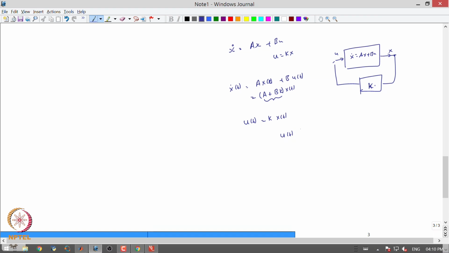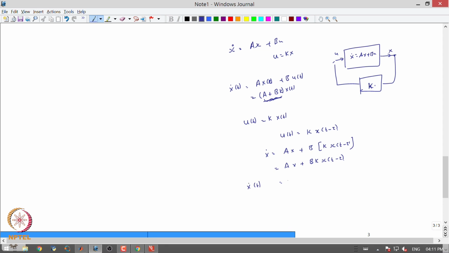Now usually u may not arrive instantaneously, and it may arrive with some delay. Let me call this tau. Under this situation, how does the closed loop system look? I have x dot is a x plus b u, which is now k x of t minus tau. So this will be a x plus b k x of t minus tau. It is no longer in this form, right. So the eigenvalues of a plus b k would not tell me much about the closed loop system.